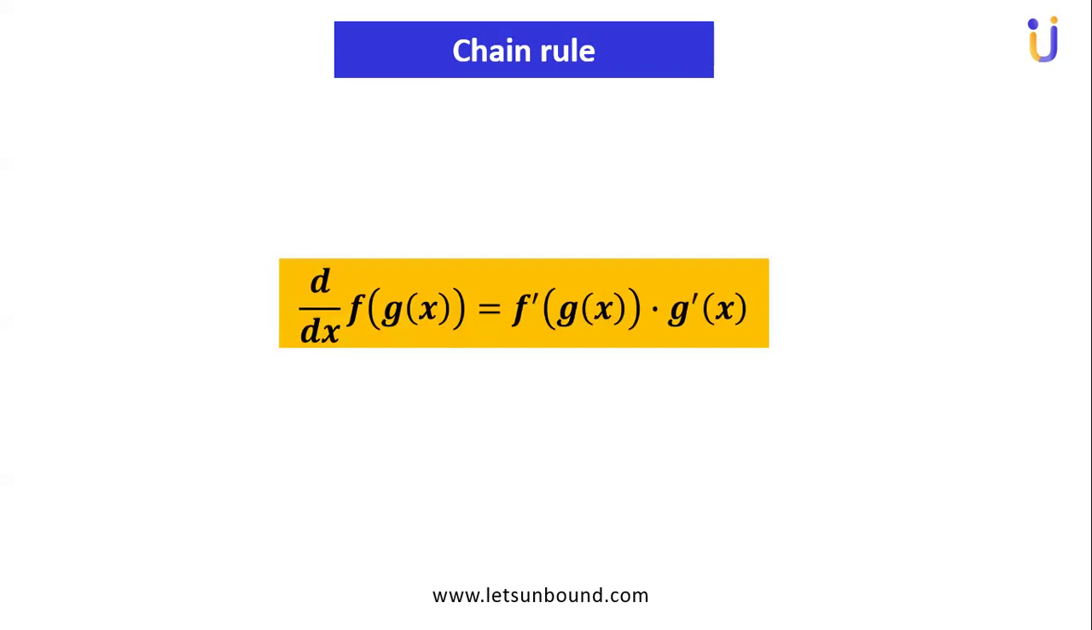d by dx of f of g of x is f dash of g of x times g dash of x. So you have to continue the chain. First, you just differentiate the function as it is, and then multiply by the input derivative. So the input is g of x, just multiply by its derivative. That's simple. And this you can even continue for three composite functions also.